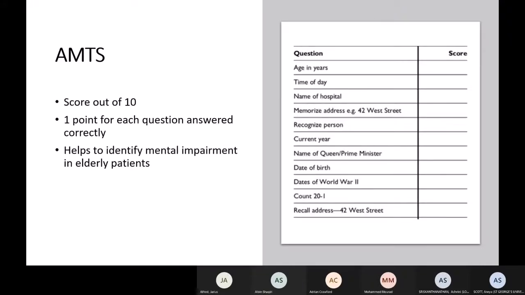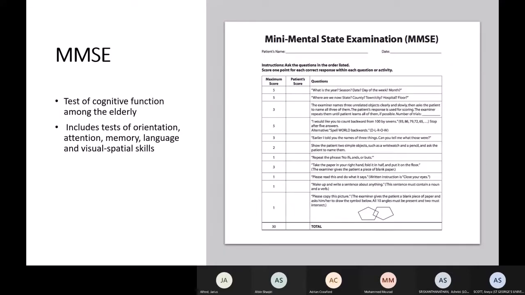AMTS gives you a score out of 10, and you get a point for each question you answer correctly. As you get through med school, you'll probably start memorizing these questions, because it's quite a quick screen to do. Your MMSE is another test of cognitive function. This is what it looks like, and it includes tests of orientation, attention, memory, language and visuospatial skills. They take a bit longer to do, and it involves things like asking them to follow instructions. There's a bit where it's like, take this bit of paper in your right hand, fold it in half, and then put it on the floor. It's a bit more comprehensive than the other tests.